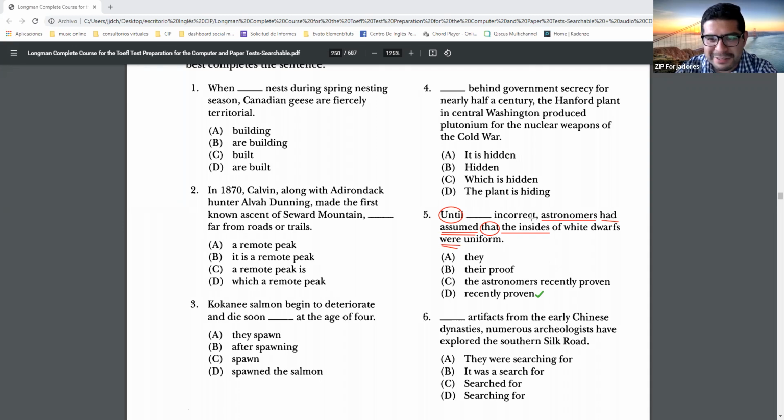Incorrect is an adjective. Sorry about the barking, but like I told you, I am not in the same room. Yes, don't worry. It's okay.